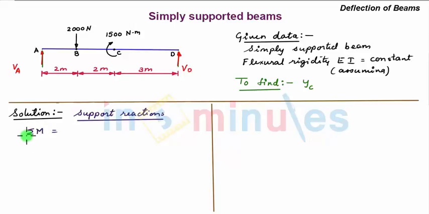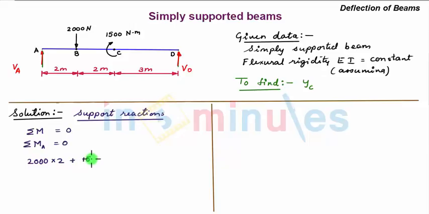First we make use of summation of moments about any point equal to 0. So we consider the point A. We can write summation of moment about point A is equal to 0. Now writing the equation for moments of all the forces about point A, our sign convention is clockwise moment is positive, anti-clockwise moment is negative. So we have a clockwise moment due to the downward force of 2000 Newton which is acting at a distance of 2 meter. So we have 2000 into 2. Then there is a clockwise moment of 1500 Newton meter.